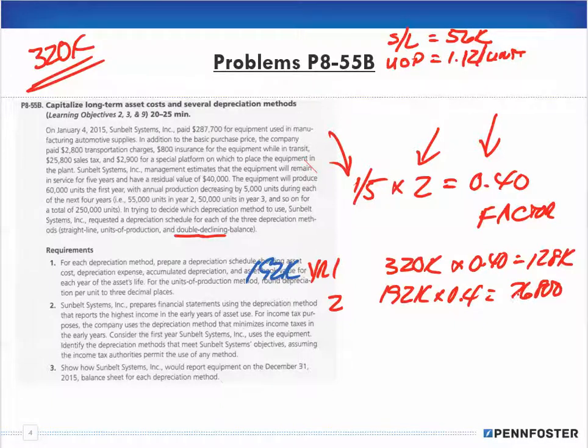And of course, since that's our depreciation expense, our accumulated depreciation goes up, 128 plus 76.8, which means our book value ends up being 115.2, and that's the figure we're going to use for year three, right?